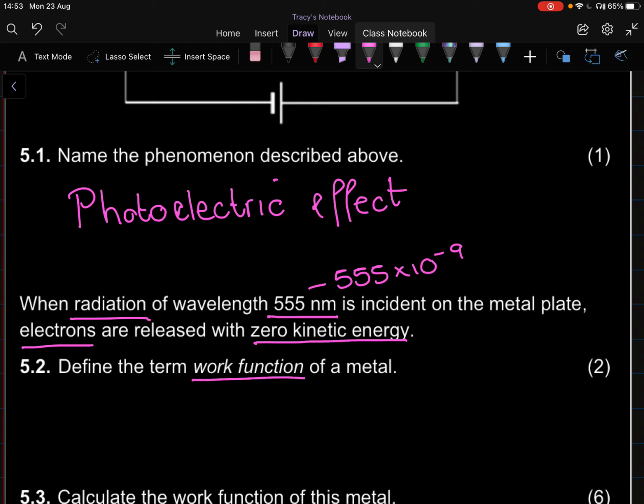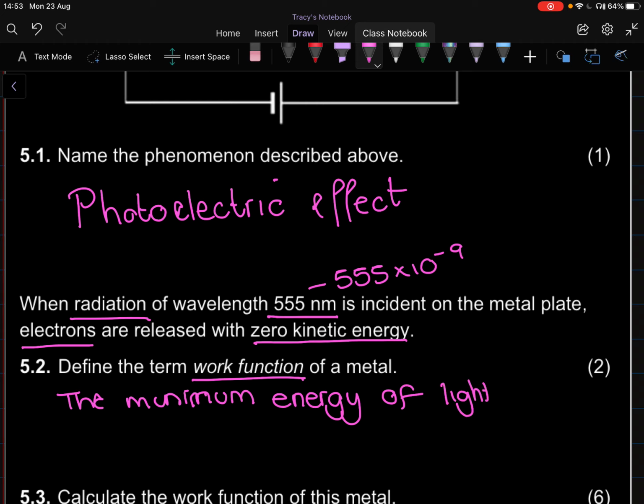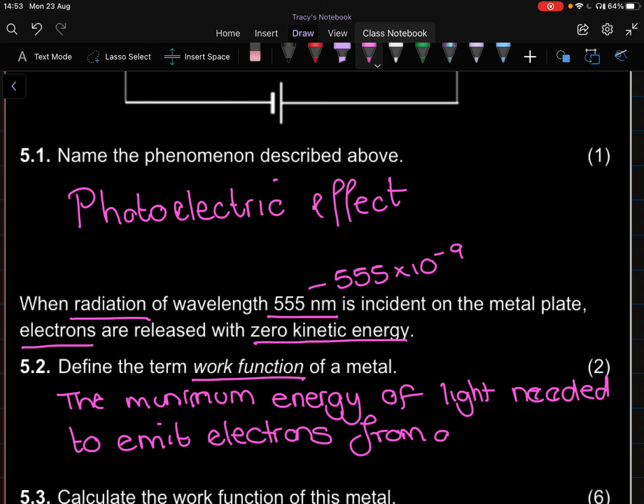First question is to define work function. It's the minimum energy of light needed to emit electrons from a metal's surface, or from the surface of a metal.